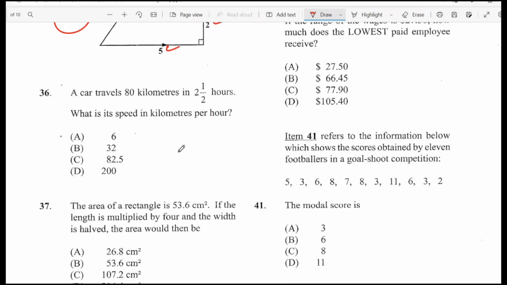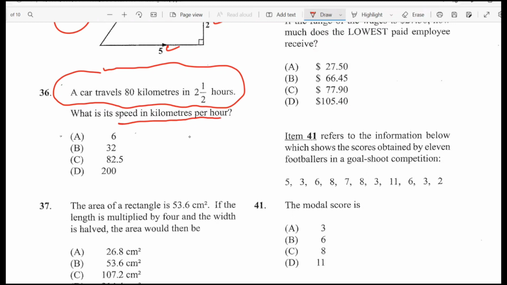A car travels 800 kilometers in 2.5 hours. So they were giving the speed, the rate at which it is traveling. What is the speed in kilometers per hour? Now you could think about this. It's traveling 80 kilometers in 2.5 hours. So I would want to convert my 2.5 hours to an improper fraction so that I could work easier, right? And this is going to give me 5 over 2.